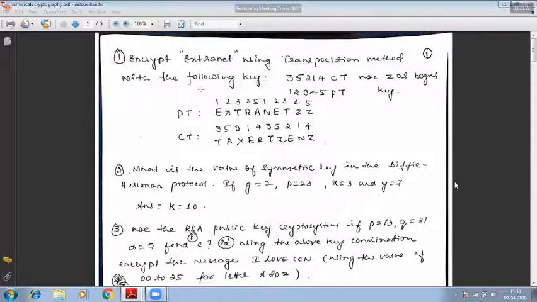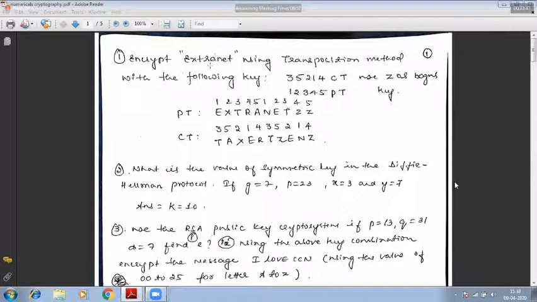Those who are listening, please read the first question. I have just another 8 minutes. He is asking you to encrypt. This is a simple concept. He is asking you to encrypt a message by name extranet using the transposition method using the following key. Don't see the solution. Go through the question first.